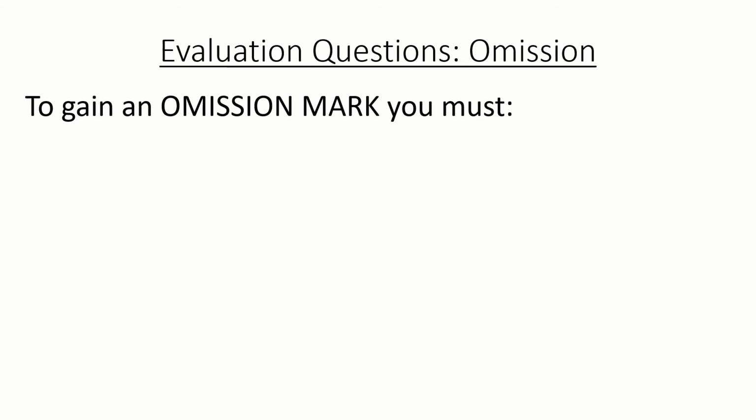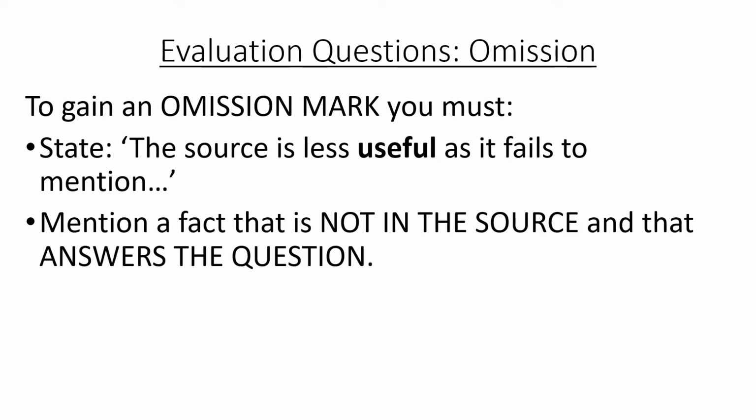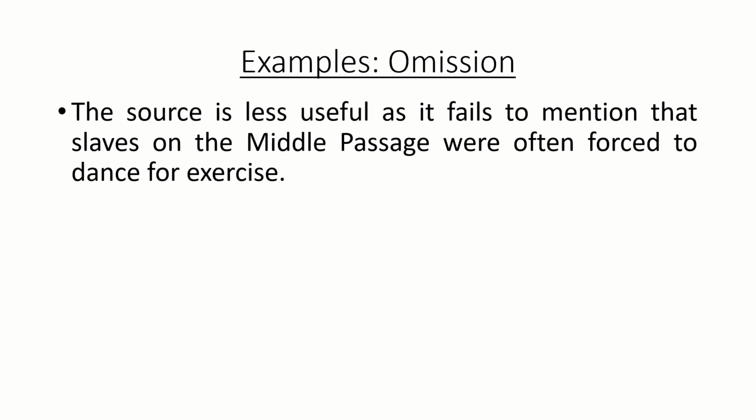And then finally, omission. To gain an omission mark, as we've said before, omission just means things that are missing or not included. First of all, you must start by saying the source is less useful, as it fails to mention, and then mention a fact that is not in the source, but is relevant to the question, so it must answer the question. And again, with omission marks, you can get 2 of them, so if you do this twice, you'll gain 2 marks.